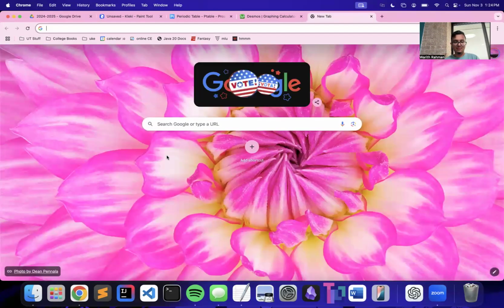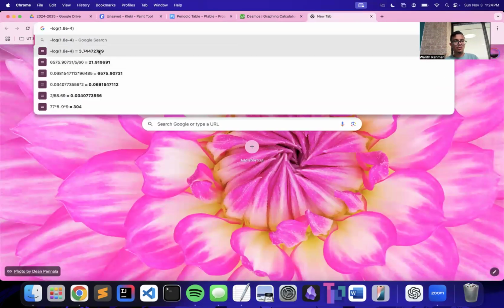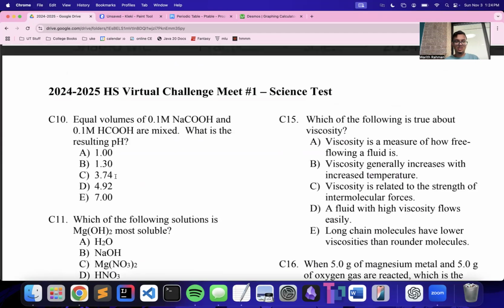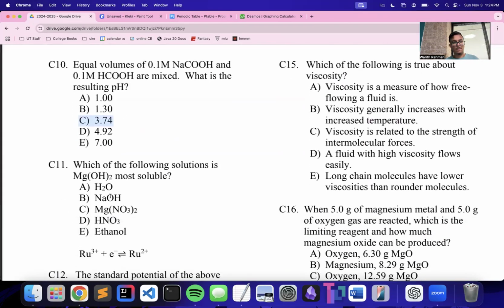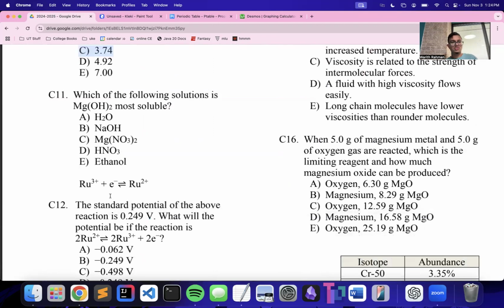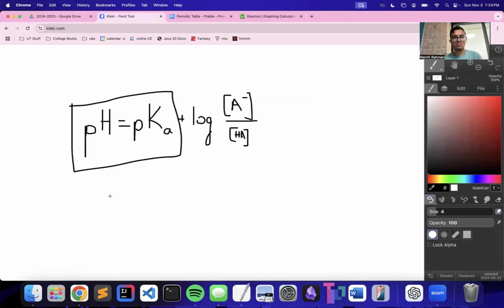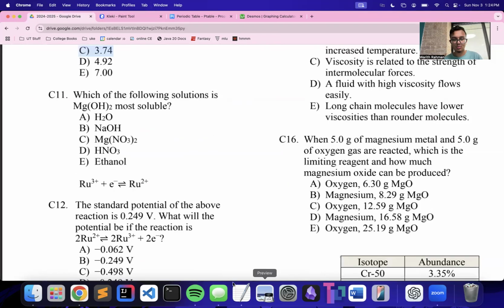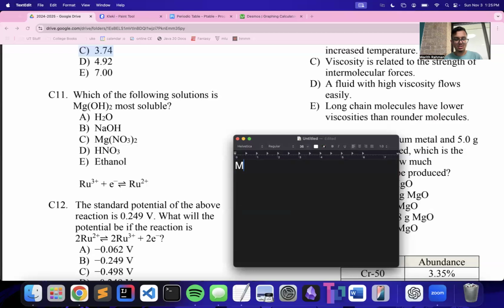So suddenly if we take the negative log of 1.88 times 10 to the negative 4, 3.74 is going to be our pH. Okay. Which of the following solutions is magnesium hydroxide most soluble? This comes down to those equilibrium reactions. So you have Mg(OH)2.